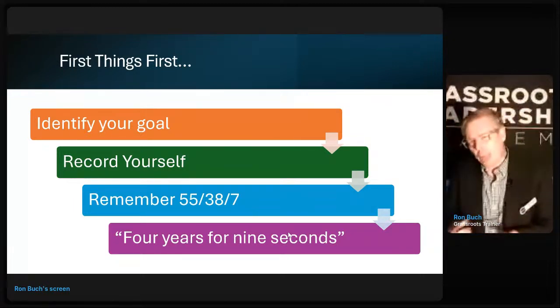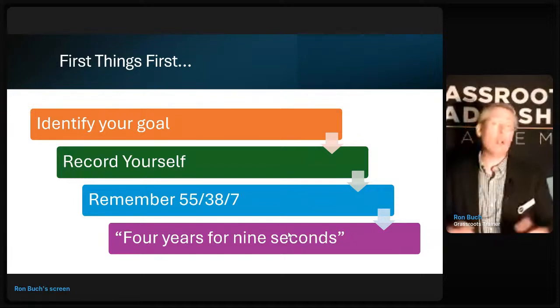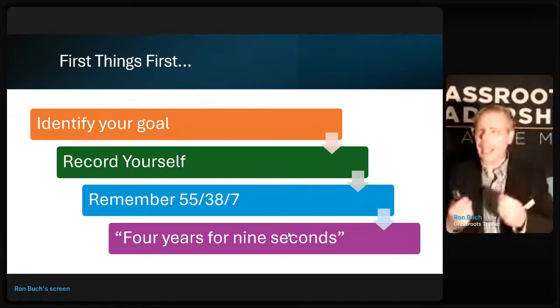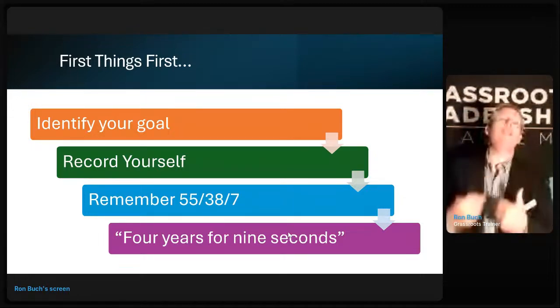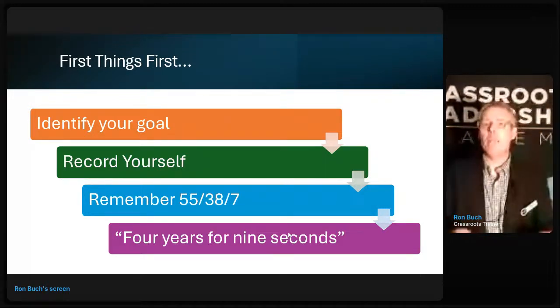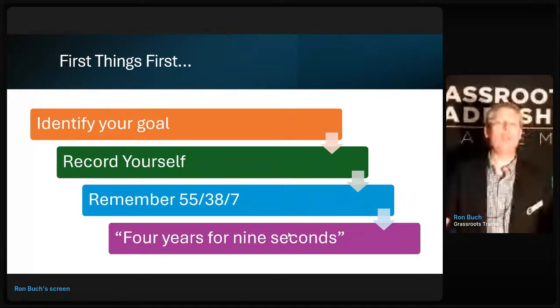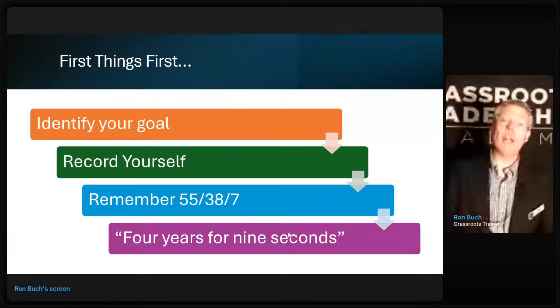You might practice your elevator pitch by recording yourself or standing in front of a mirror and practicing your pitch, getting the language just right, remembering the different components of an elevator pitch, but practice that. I like to encourage folks to remember the 55-38-7 rule. This was a rule that was established by Albert Mehrabian of University of California, Los Angeles.